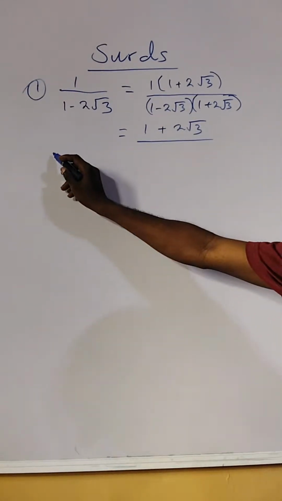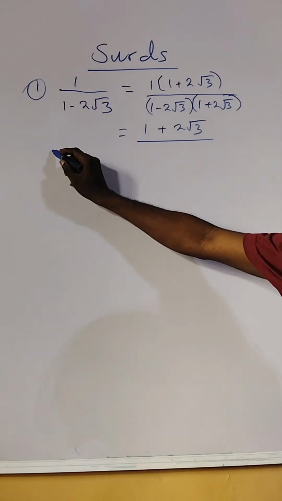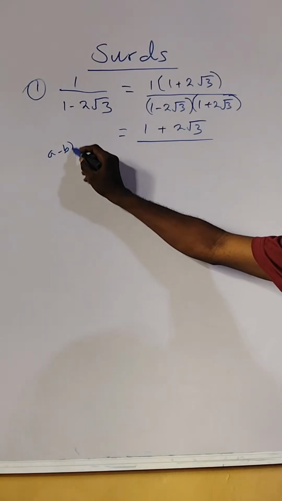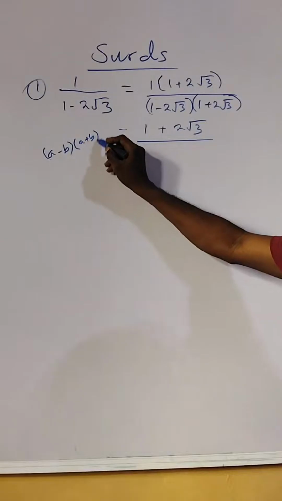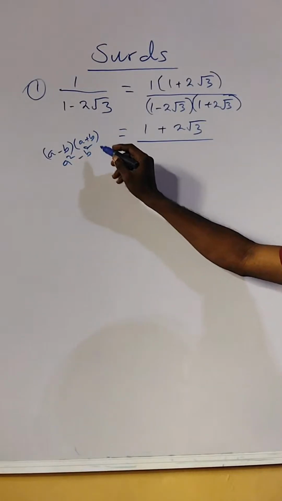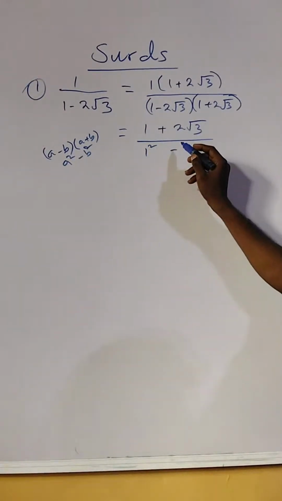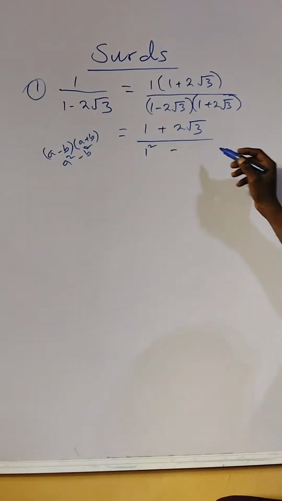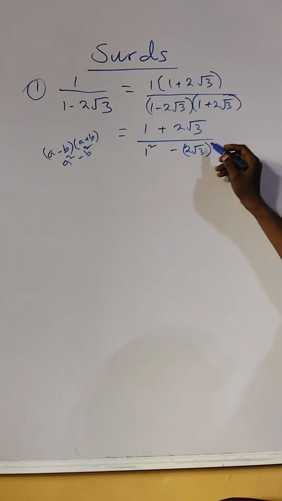This follows when we have a minus b into brackets, open brackets, a plus b, and write this as a squared minus b squared. That is, here a is standing as 1, that's 1 squared, minus b, that's 2 root 3, and we have 2 root 3 all squared.